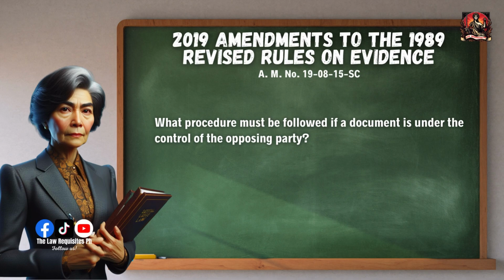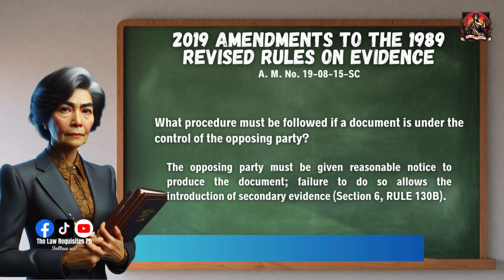What procedure must be followed if a document is under the control of the opposing party? The opposing party must be given reasonable notice to produce the document. Failure to do so allows the introduction of secondary evidence, Section 6, Rule 130B.